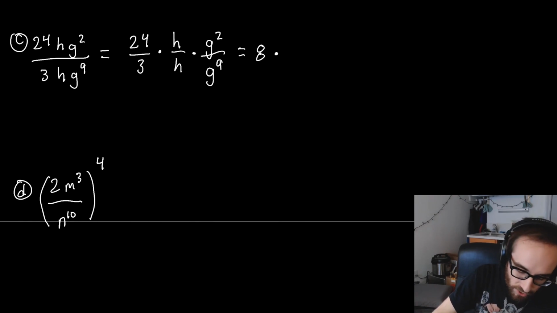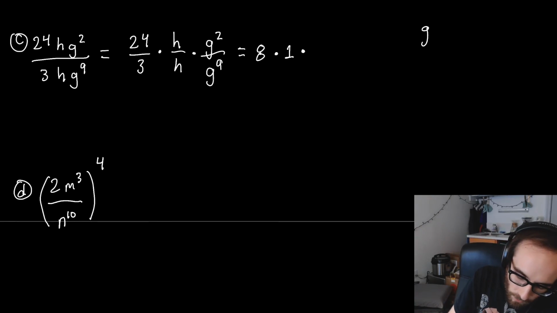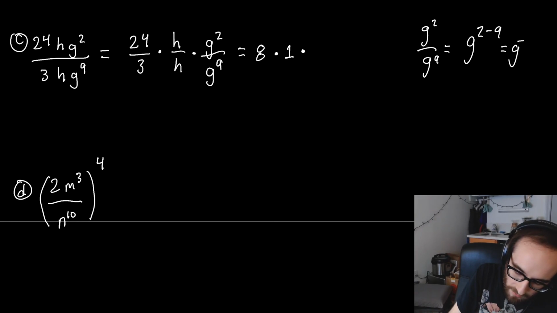H divided by h gives us 1. And then we have g squared divided by g to the ninth. And again, we can use our exponent rules here. G squared divided by g to the ninth gives us g to the 2 minus 9 power, which is g to the negative 7 power.